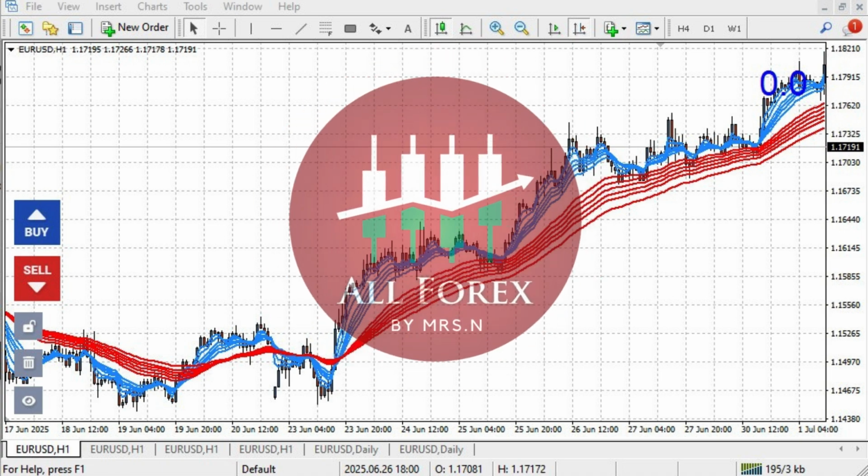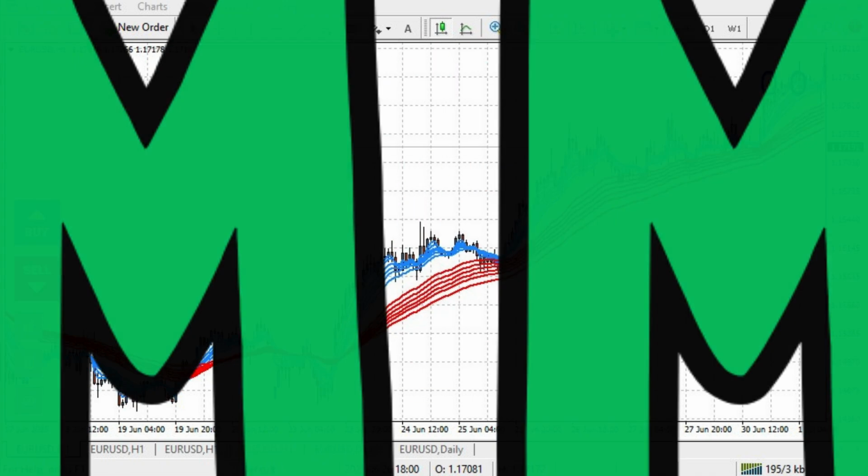Want a trading indicator that shows trend strength and reversals in one glance? Meet the GMMA.